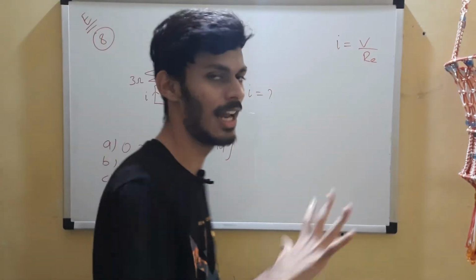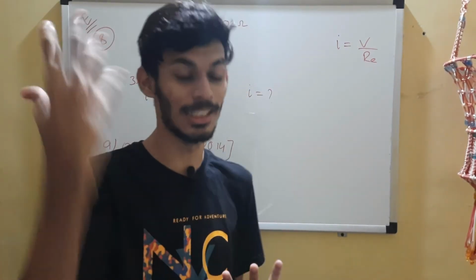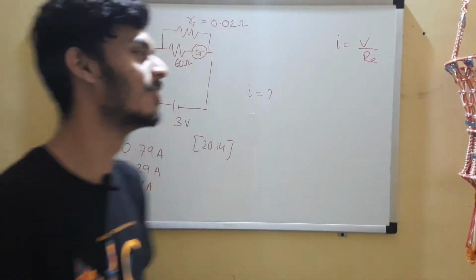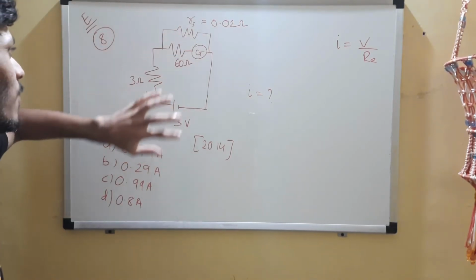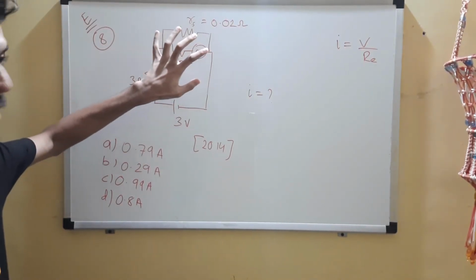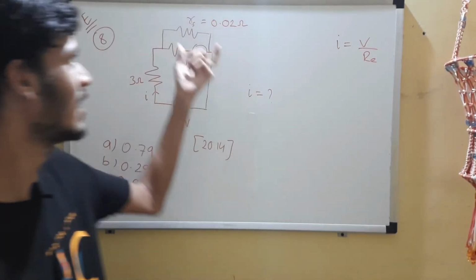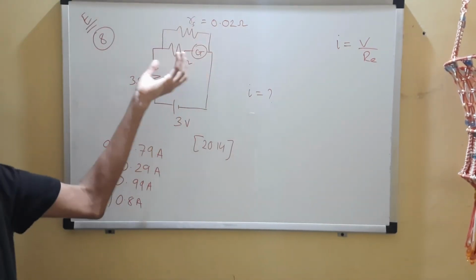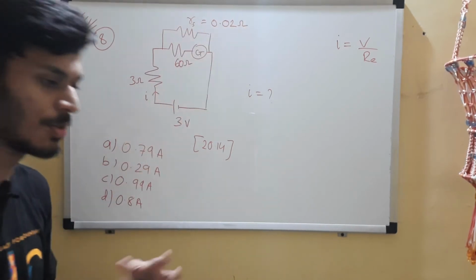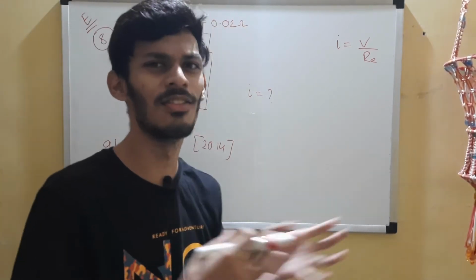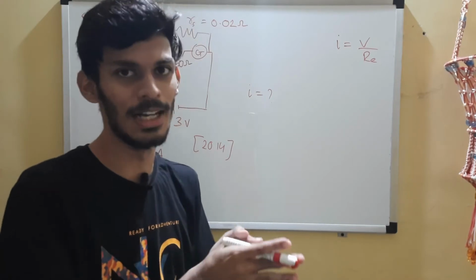But I'll go ahead and explain the conceptual aspect over here. So here if you see, we have a galvanometer. Here the galvanometer is converted to an ammeter using shunt resistance. Galvanometer with some high resistance, and then we use shunt resistance in order to convert it to an ammeter, right?